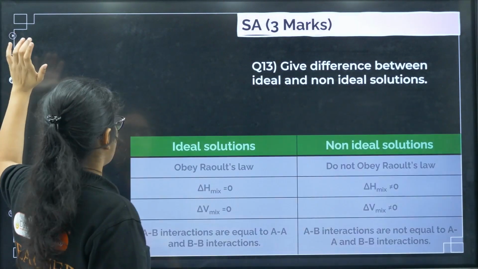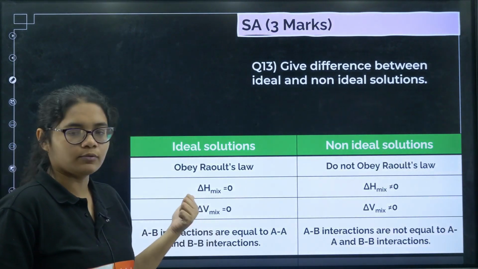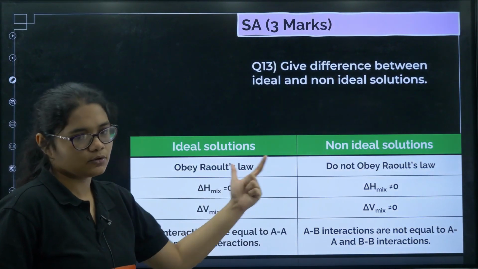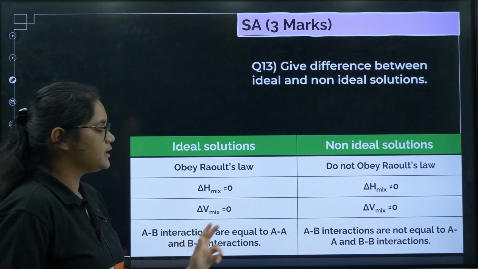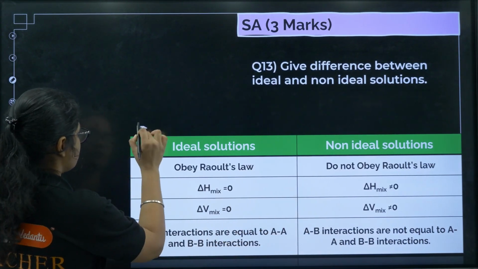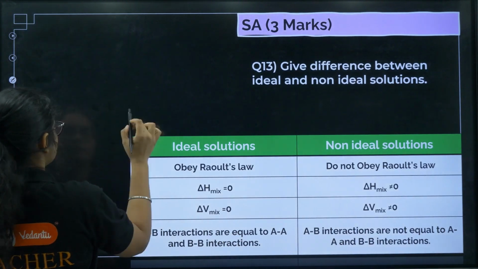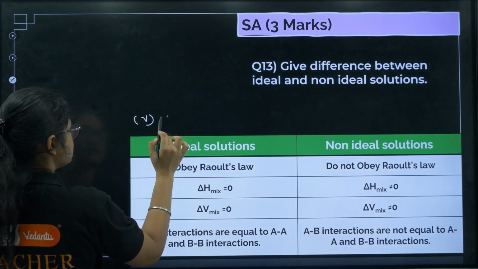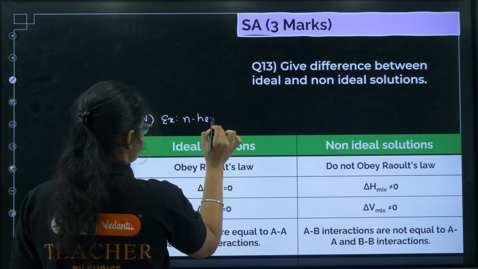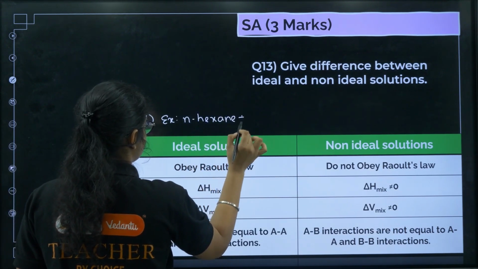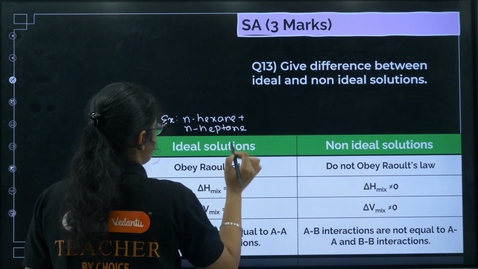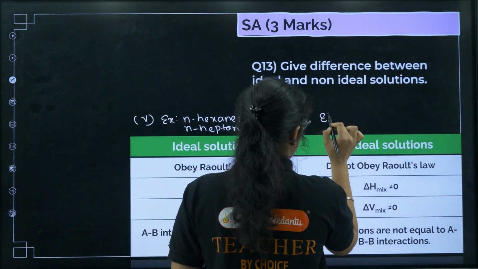Difference between ideal and non-ideal solution, see the points here: obeys Raoult's law, does not obey; delta H mix 0, not 0; V mix 0, not 0. Here interactions are equal, interactions are not equal. And one more point you can add, your fifth point, which is your examples. Just now I have written, right? Example you can write here N-hexane plus N-heptane. Okay, here you can write down ethanol and acetone.